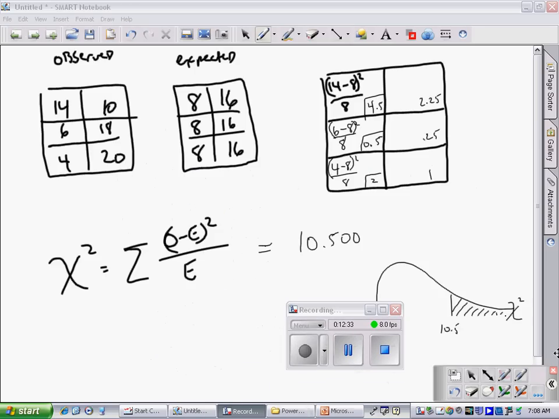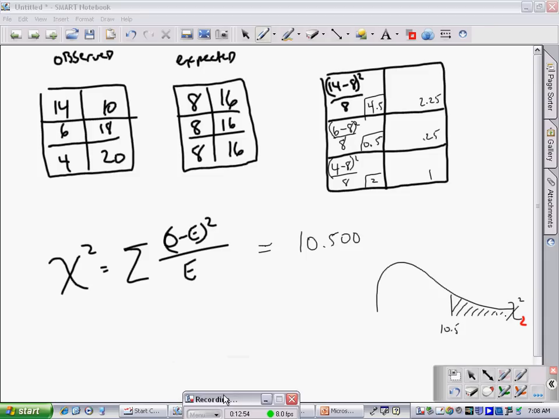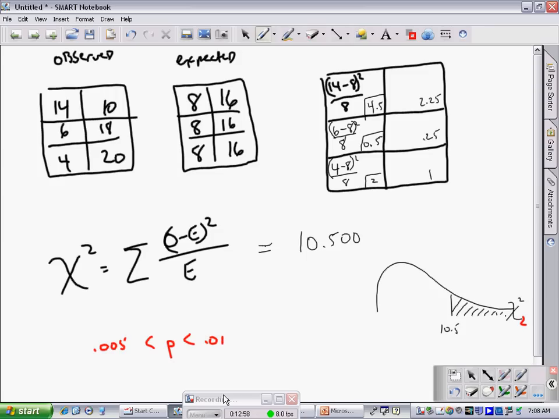So now I can go back to this. On my graph, I know it's a chi-squared test statistic with 2 degrees of freedom. Look on your blue chart or your chi-squared chart for 2 degrees of freedom and go over until you see 10.5. You'll get, in this case, a p-value somewhere between 0.005 and 0.01.